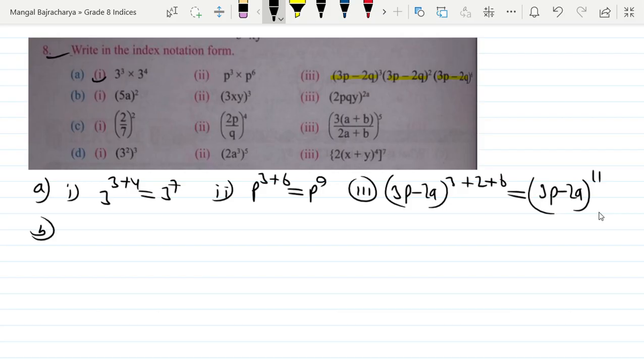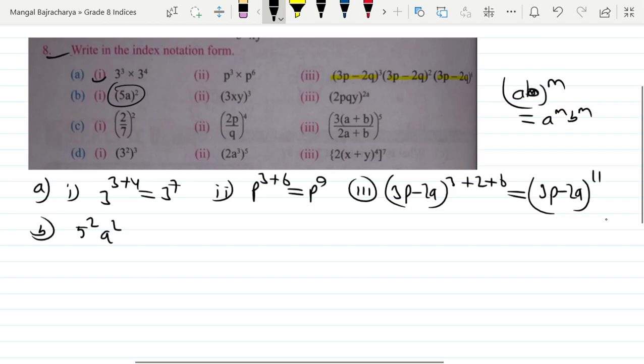And now number B. Write in the index notation form. You don't need to simplify or calculate the actual value. You just have to write in index form, right? So here 5a whole square you see, so we remove the whole power. So 5 square, a square you can write down. So this is one basic rule. Suppose there is ab whole power m, you can write it as a power m, b power m, and vice versa.